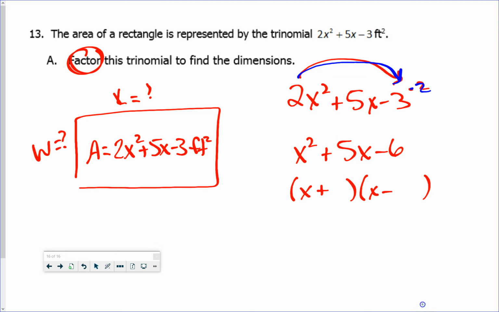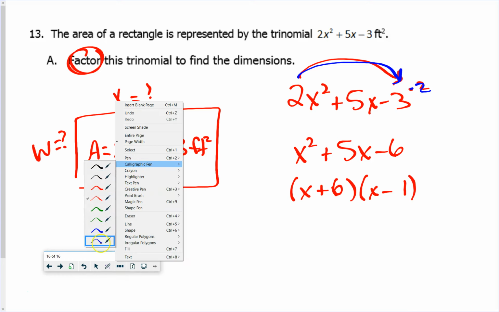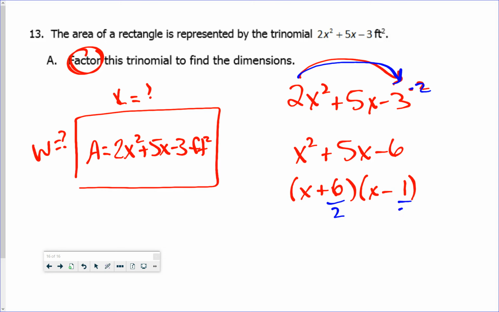We're going to do what? Positive 6 and negative 1. Is this my answer? No. What do I got to do? Divided by 2. Slide and divide by 2. Yeah, you're right. So we have x plus 3 and 2x minus 1. You forgot your 2. She already divided it. 6 divided by 2 is 3. No, I'm talking about the 2 in front of it. There is no 2 in front of it. There was no GCF for this one.